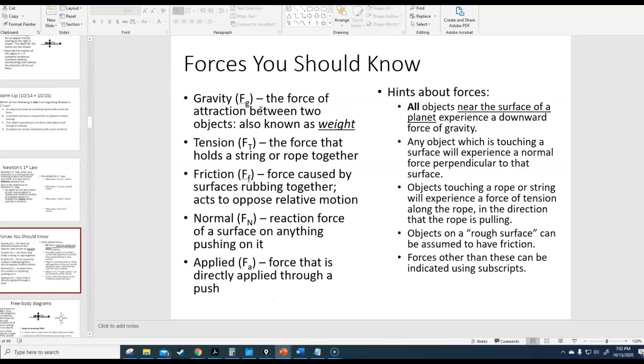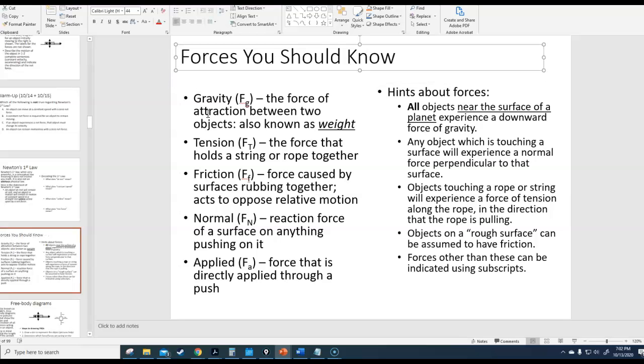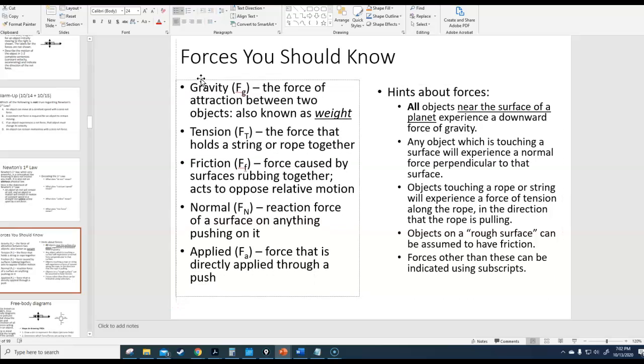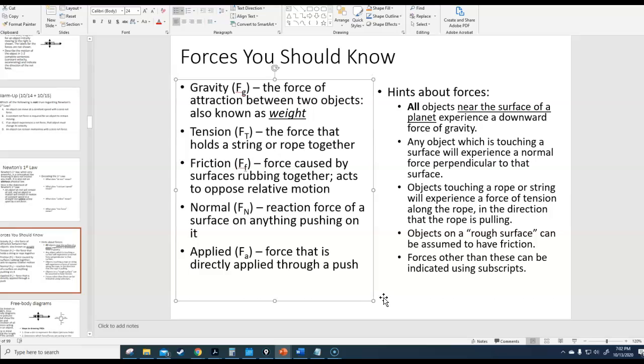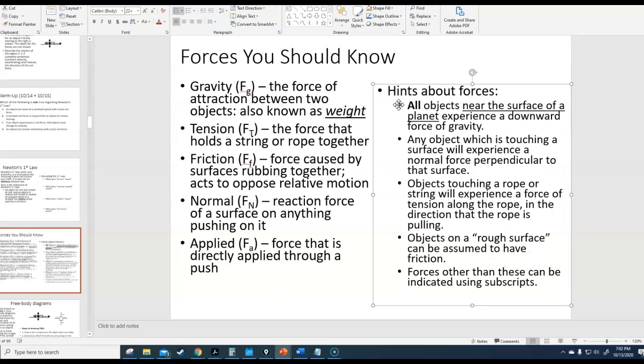Before we get into free body diagrams, let me tell you about the most common forces that you will see in this class. These are forces you should know. I would highly recommend that you add these to your notes because you're going to be dealing with them all the time. You need to be able to recognize when these forces are present in a problem based off of the context given to you in the question. So again, I would highly recommend you add this information to your notes. Pause it here if you need to do that.